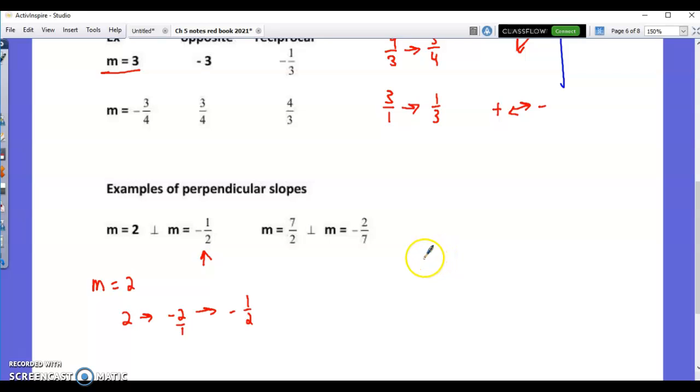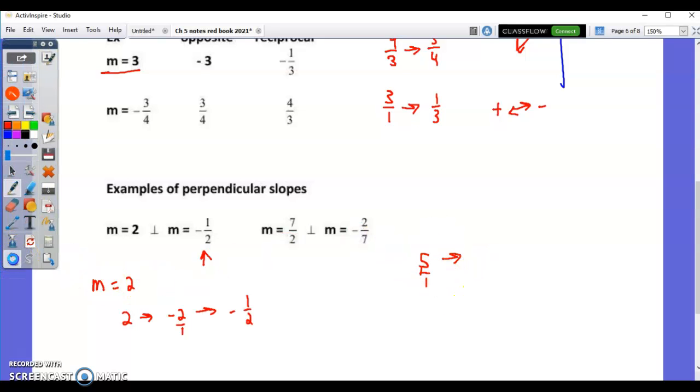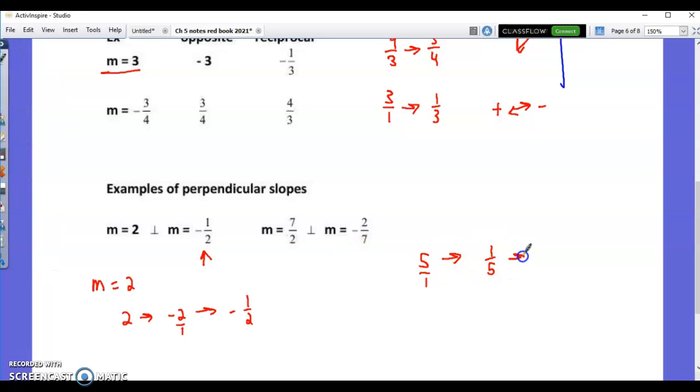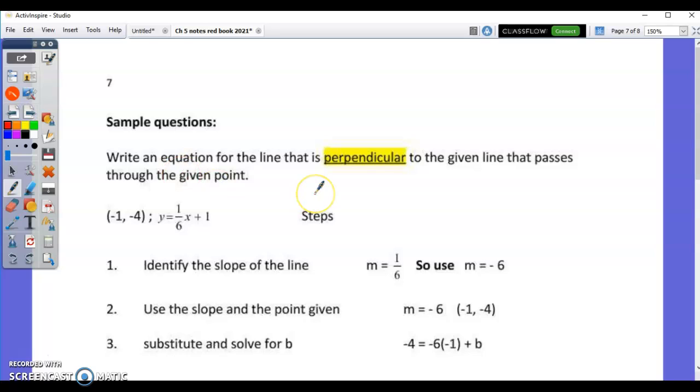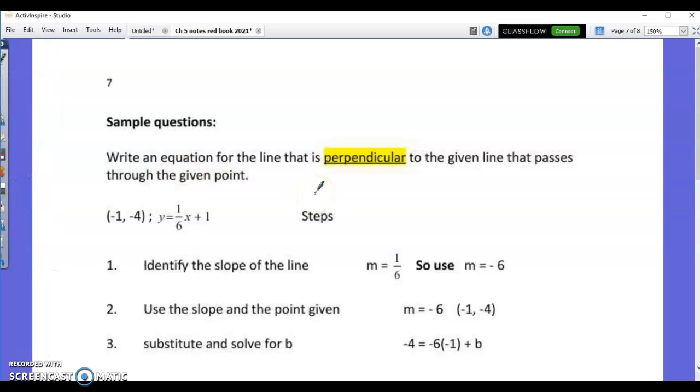Right? If I had 5, the opposite of 5, or you can do reciprocal first, it doesn't matter. So maybe I want to say, hey, the reciprocal of 5 is 1 over 5, and the opposite of that is negative 1/5. All right? So in mathematical terms, when talking about perpendicular lines, that's the relationship of the slopes. Now, on the next page is basically what you're going to need to do with this information.